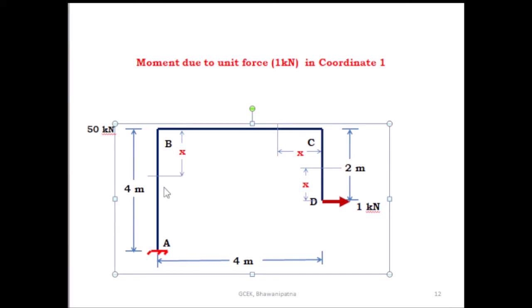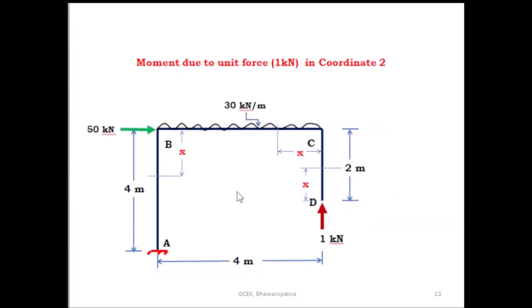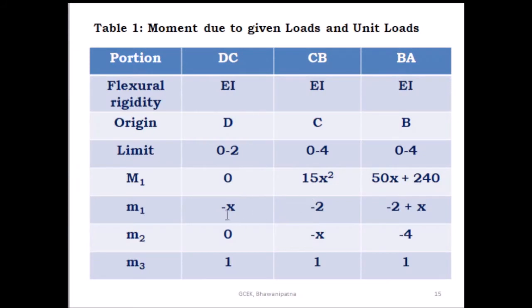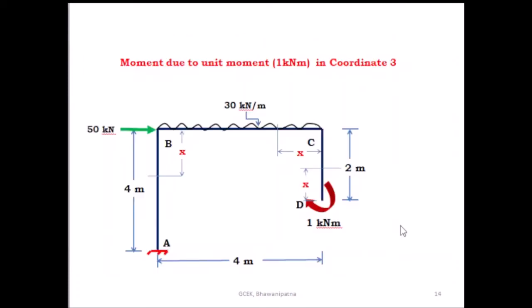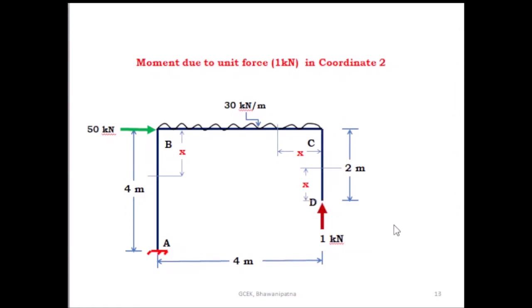Similarly, find out what the moment is here. This is 1, and the total length is 2, and this is x. Minus 1 into 2 minus x, so this is equal to minus 2 plus x. So here the moment is minus 2 plus x. This is for CD, the moment is minus x. For CB, this is minus 2, and for BA minus 2 plus x. This is due to the unit horizontal force.